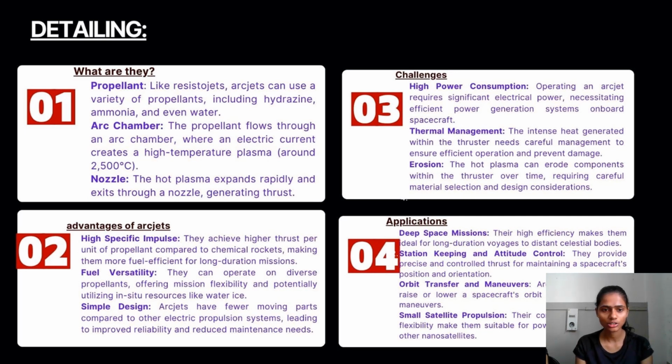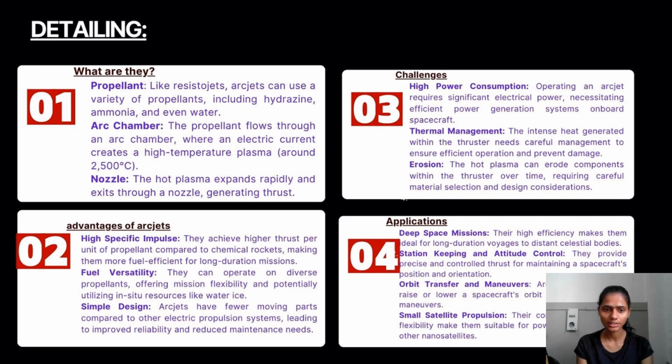The advantages of the arc jet. First of all, it has a high specific impulse. They achieve high thrust per unit of propellant compared to the chemical rocket, making them more fuel efficient for a long duration mission. It has fuel versatility. They can operate on diverse propellants, offering mission flexibility and potentially utilizing in situ resources like water ice.